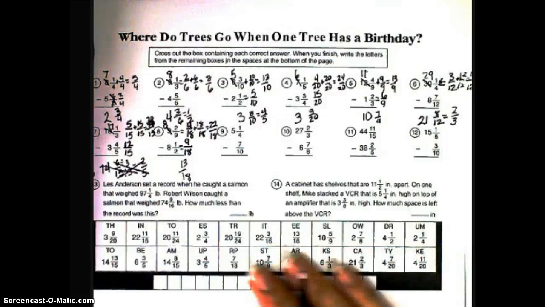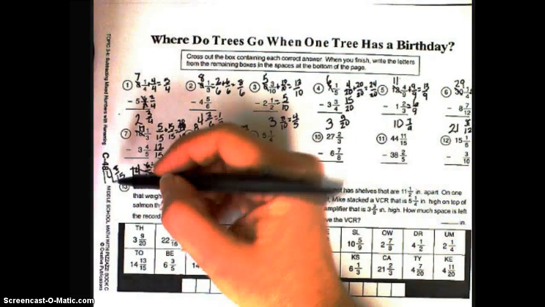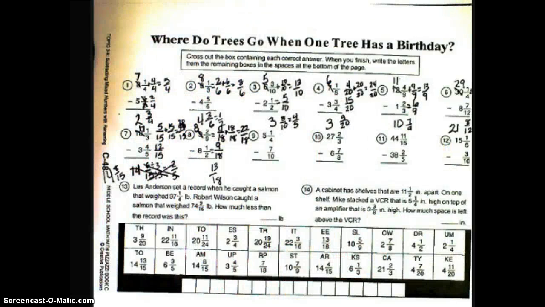And I suppose I'm off the screen. I'm just going to scroll it over. 14 and 8/15, and I think you'll be able to find that right here. 14 and 8/15. Sorry about that.